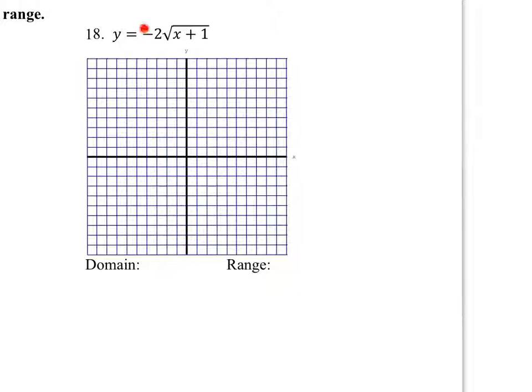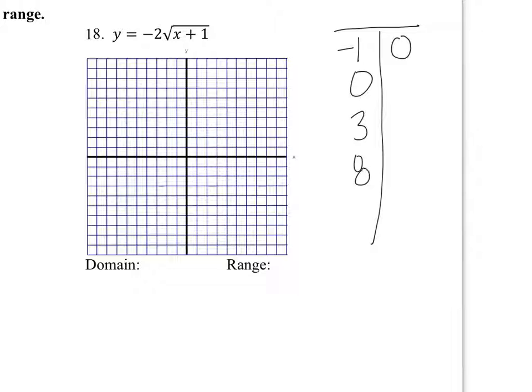This negative will flip it. This 2 will stretch it. This will move it to the negative 1. So when I write my table, I notice that's a square root again. So this is where I start with negative 1, and I do not move up or down at all, so that'd be 0. If I plug 0 in, that will give me a perfect square. If I plug 3 in, it would give me a perfect square of 4. And if I plug 8 in, that would give me a perfect square of 9.